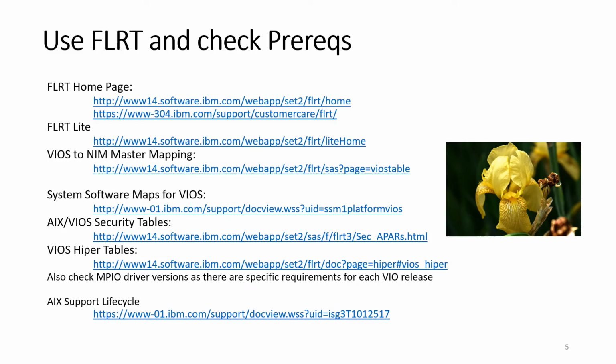And in order to check those prereqs, I use Flirt or Flirt Lite, and the links on this page are a number of links that you'll find useful. They show you things like the VIOS to NIM master mapping, the VIO server security tables, and the Flirt Lite homepages, etc.